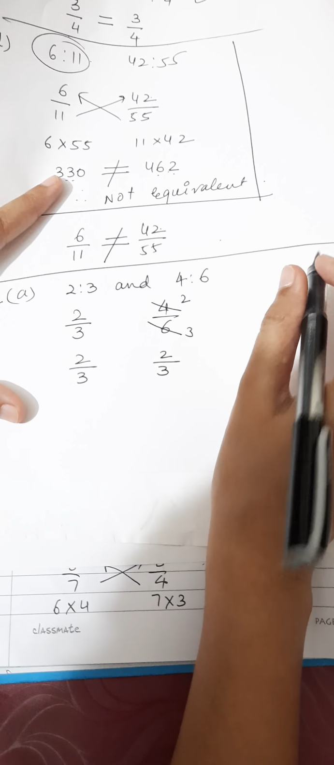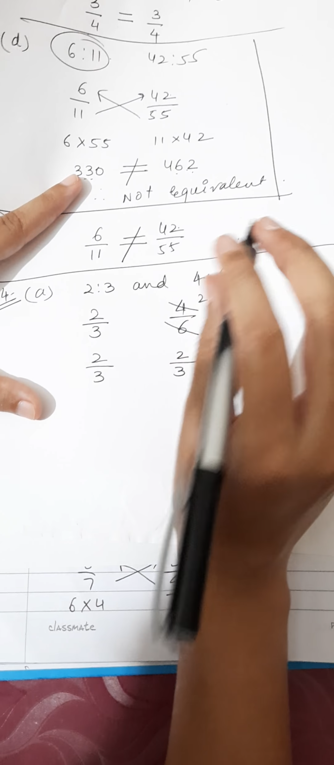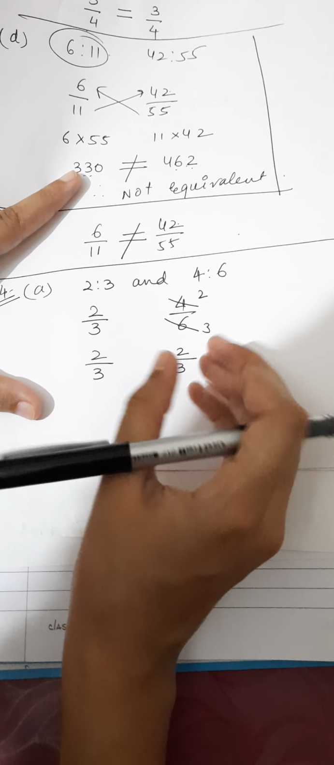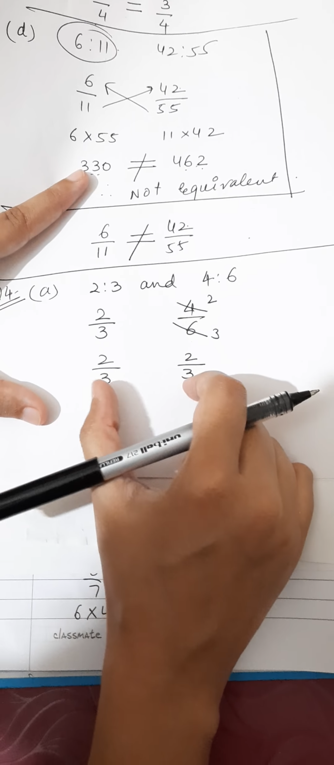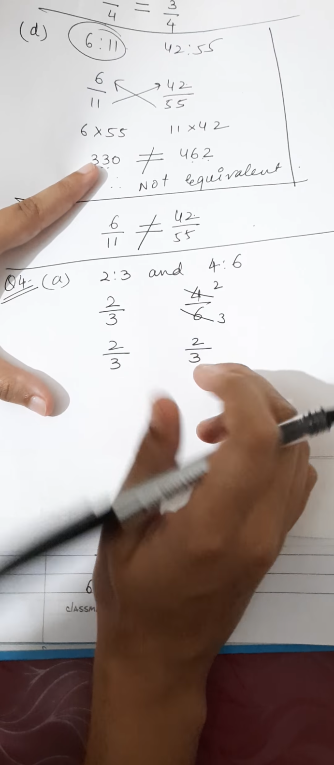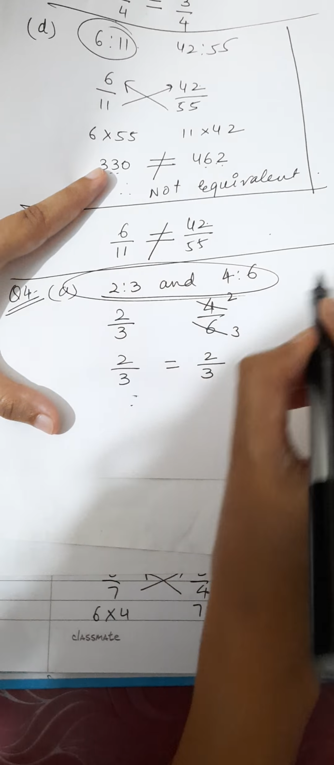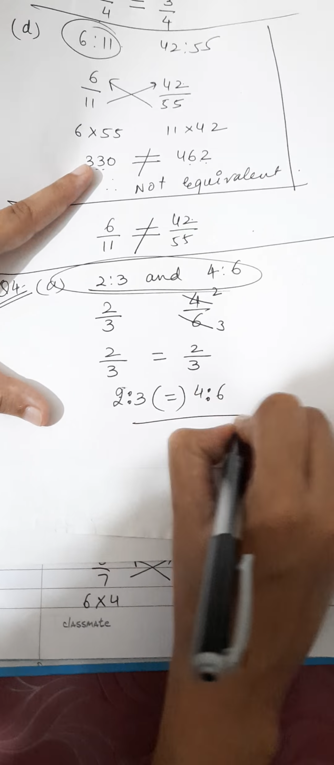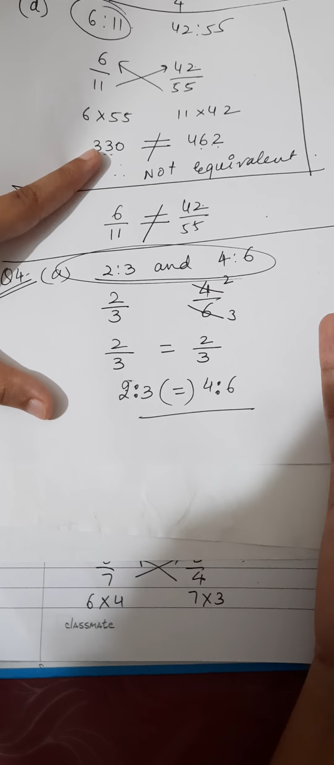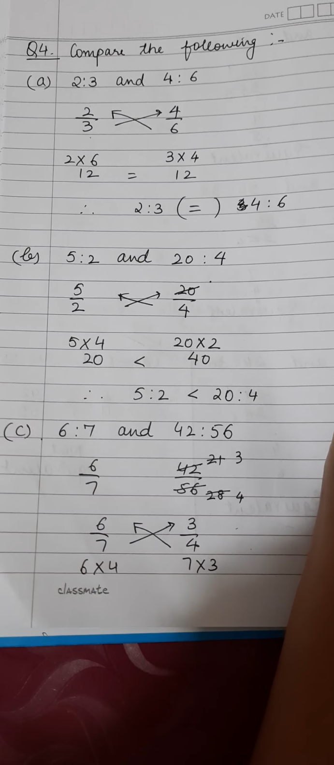It is not necessary that you have to use the cross multiplication method. It is not mentioned that you have to use that particular method. So if it is easily visible that these two fractions, after cutting, are coming same, then you can do by this method also. Since the fractions are coming same, therefore these two ratios are going to be equal. 2:3 is equal to 4:6. You have to compare which one is greater, which one is smaller, or whether they are equal or not. So these two ratios are equal. Okay, I have done this with the cross multiplication method.